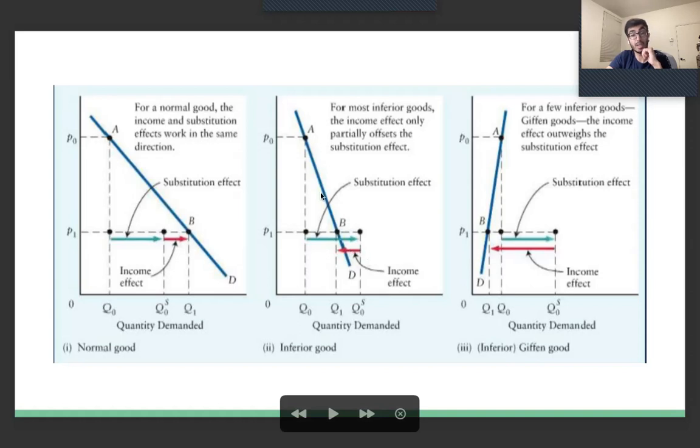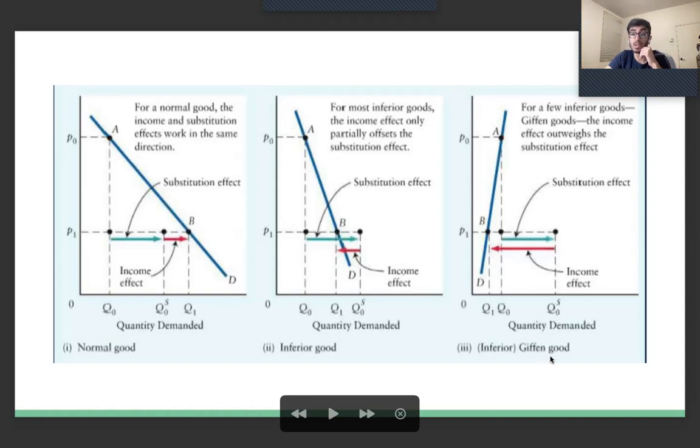So you get a steeper curve, and it's still downward sloping because this opposite direction of the income effect is not enough to compensate for the substitution effect's direction. That's why you still get a downward sloping curve, but it's steeper compared to what a normal good has. So this is more inelastic.